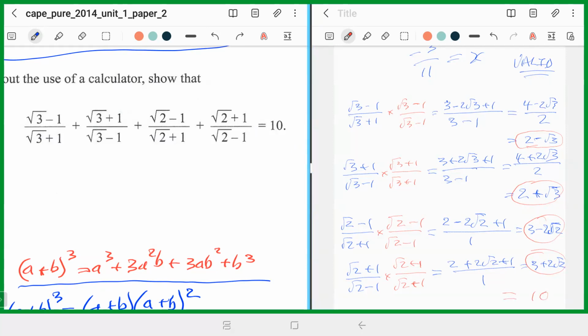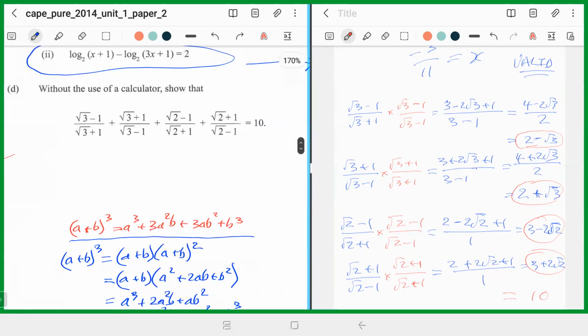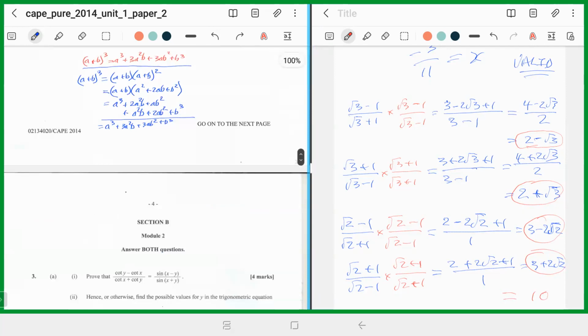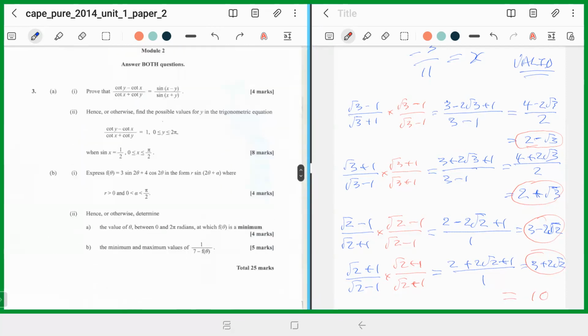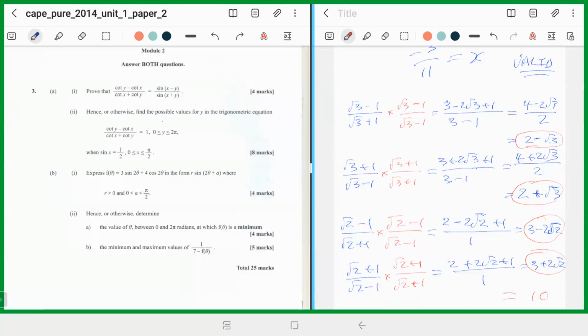So this is just more practice to rationalize. That's what that is. 2013, 2014. Let's jump to 2015. More maths equals better maths. Let's jump to 2015. I still want to look at that.